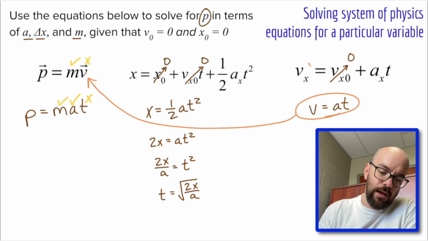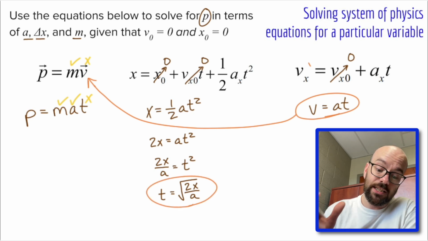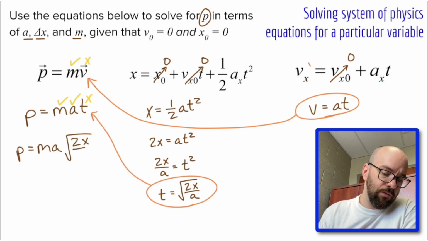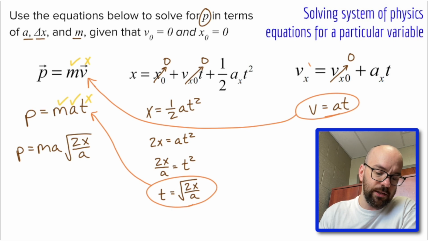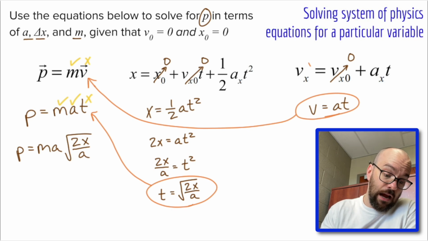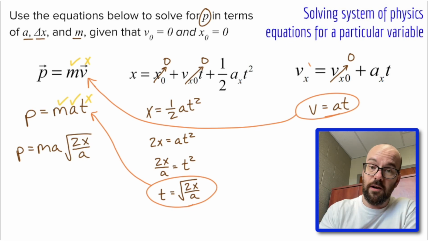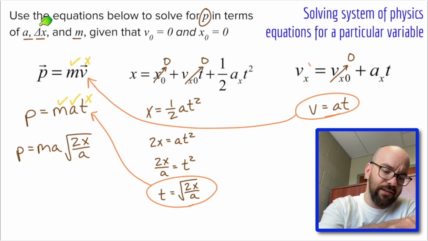over a. And now we can take that, because we've got it as t equals, and we can substitute that square root of 2x over a in for the t in our equation here. All right, that's going to leave us with this. P equals ma square root of 2x over a. And now we have it how we want it. We've got it in terms of m, in terms of a, and in terms of x. So we're good there.